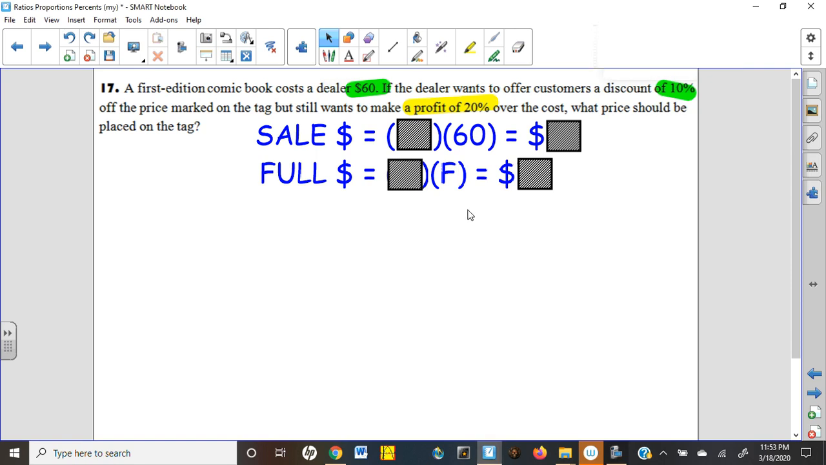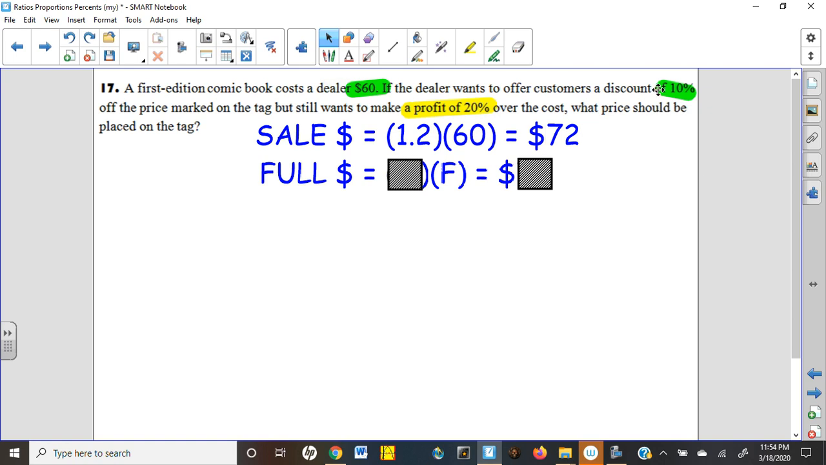So we want the sale price to be 20% above what we paid. So 20% over 60, right? So that would be like saying 100% plus 20% or 1.2, right? So we need to sell this thing for, it looks like, $72. We need to sell this thing for $72 to get the money we want out of it.